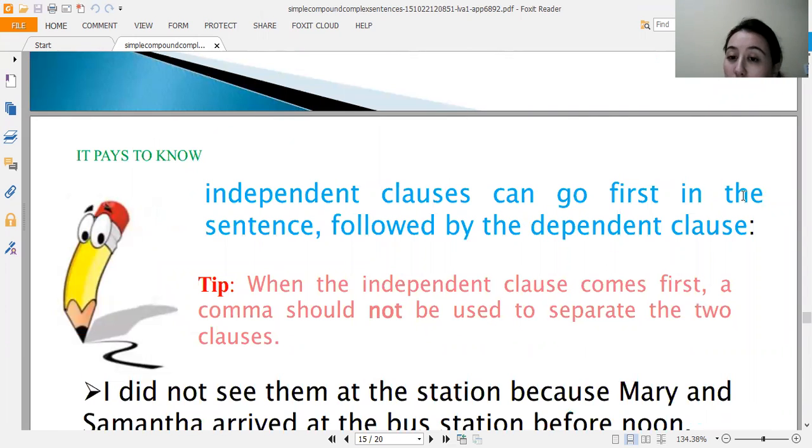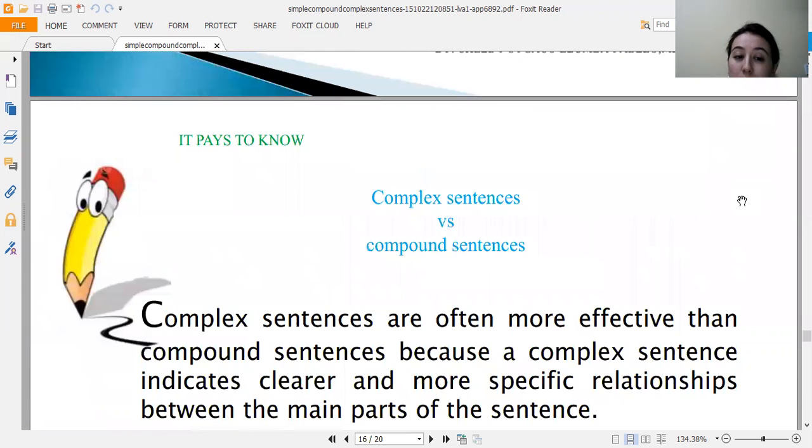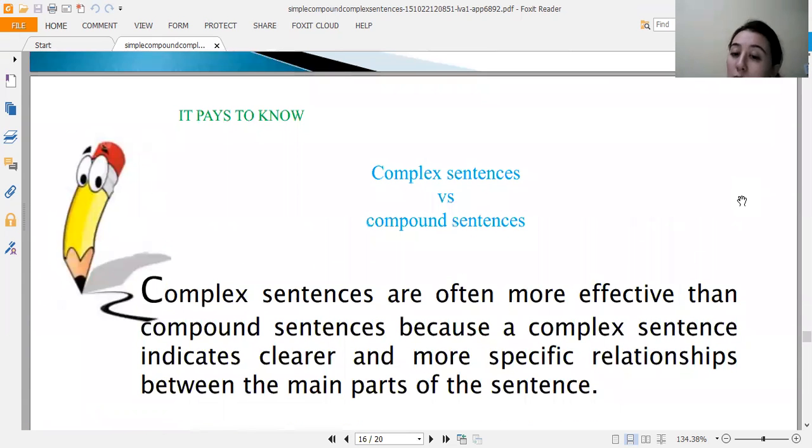The independent clause can also go first in the sentence. When the independent clause comes first, we shouldn't put a comma. Joe realized that the train was late while he waited at the train station. The independent clause is at the beginning of the sentence, that's why we don't put a comma here. Complex sentences are often more effective than compound sentences because a complex sentence indicates clearer and more specific relationships between the main parts of a sentence.